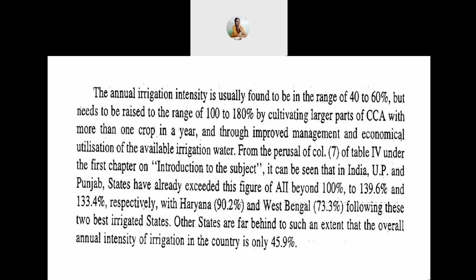Following these two best irrigated states, other states are far behind to such an extent that the overall annual intensity of irrigation in the country is only 45.9%. So there is a table number 4 from the book from where I have taken this note. In that table, it is seen that Uttar Pradesh and Punjab have exceeded the figures of AII beyond 100%.